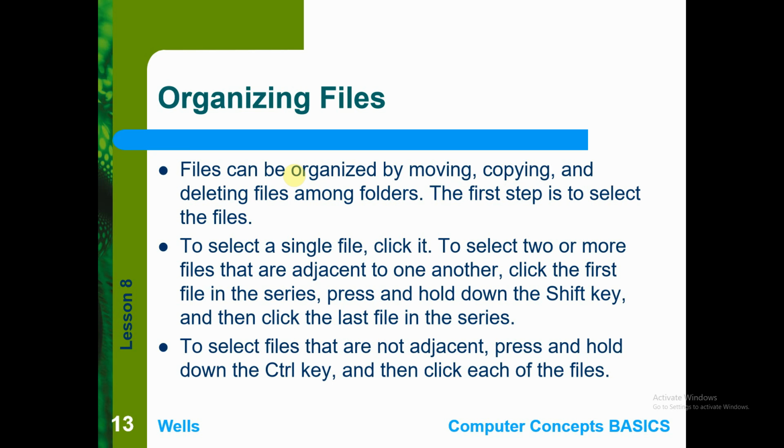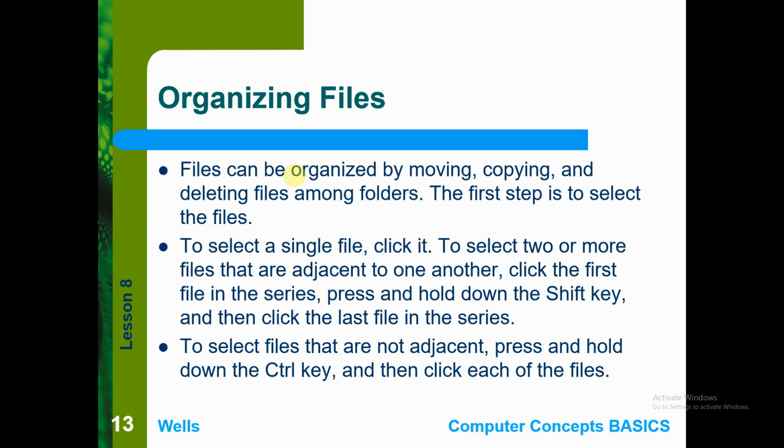To select two or more adjacent files, you usually press and hold the shift key, or you can just drag the mouse from the first file up to the last file that you want to select. It will be highlighted, which means it is selected, so you can copy it or move it from one folder to another. With the shift key, press the first file in the series, press and hold down the shift key, and then click the last file in the series.